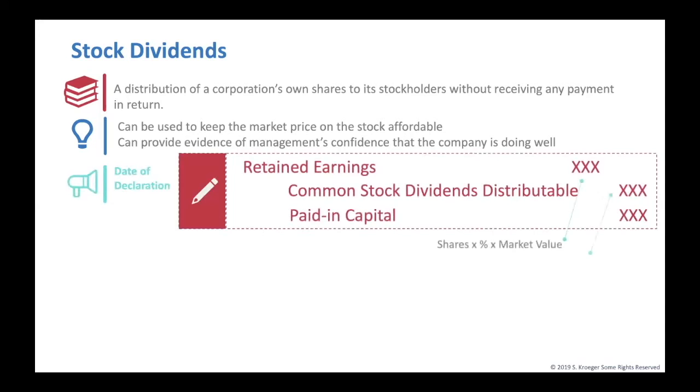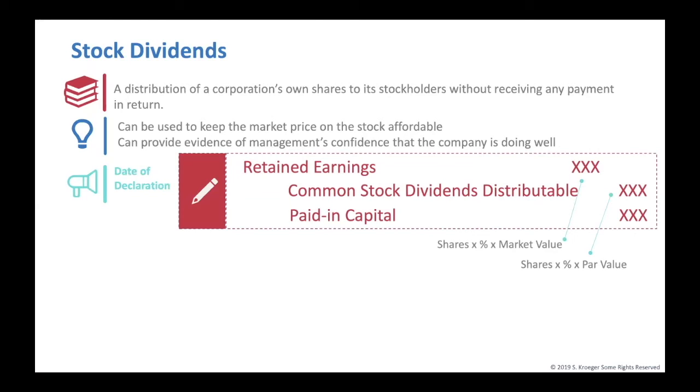When making journal entries, we need to be aware of the same 3 dividend dates. On the declaration date, we are still recording a liability, but the entries are a little more complicated. We still debit retained earnings, so that part is the same. The amount is the amount of shares the company has multiplied by the percent of shares they are giving out multiplied by the market price.